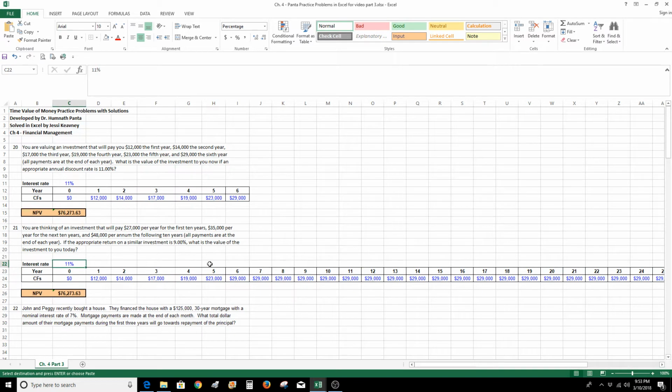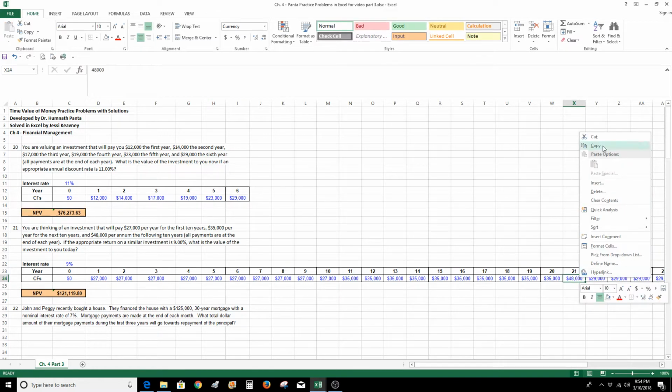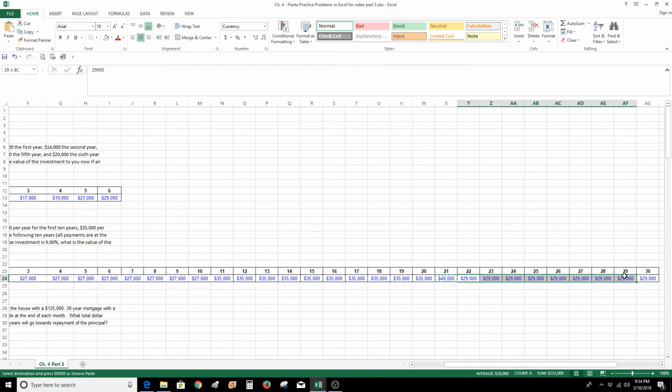All right, so the interest rate is 9%. The first 10 years is $27,000. So we're going to copy that through year 10. The next 10 years is $35,000. So copy that through year 20. And then the next 10 years is $48,000. So extend that out to 30.